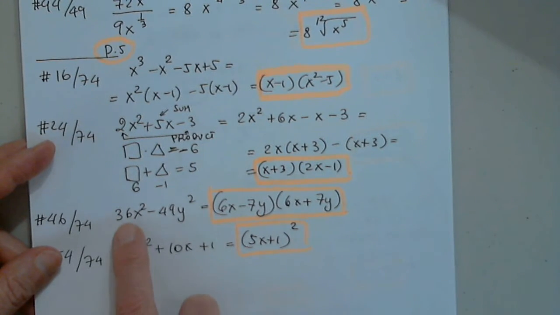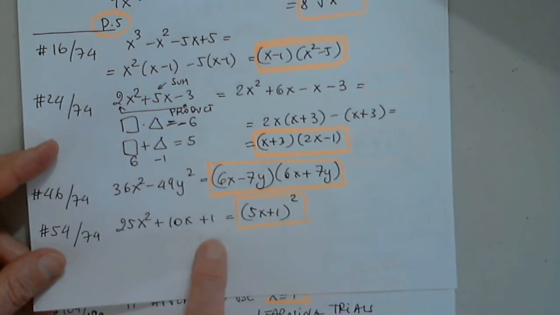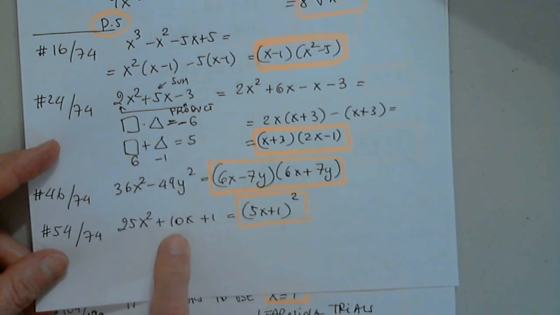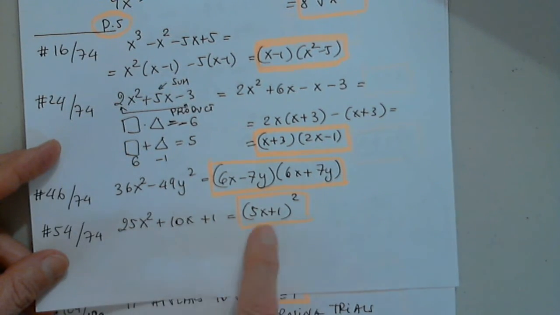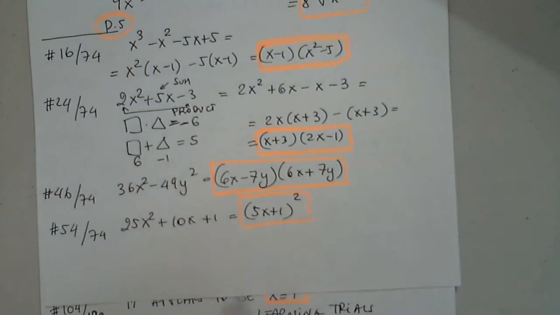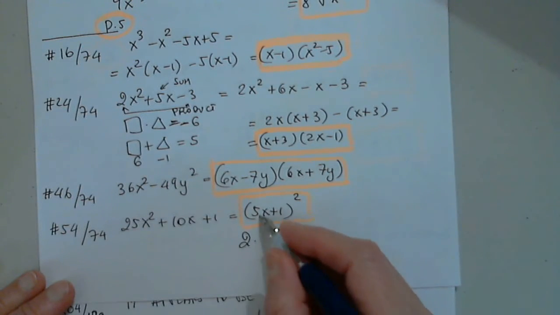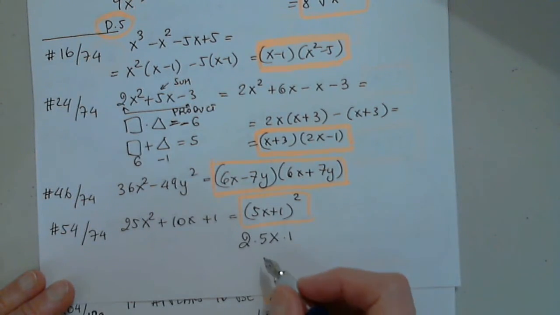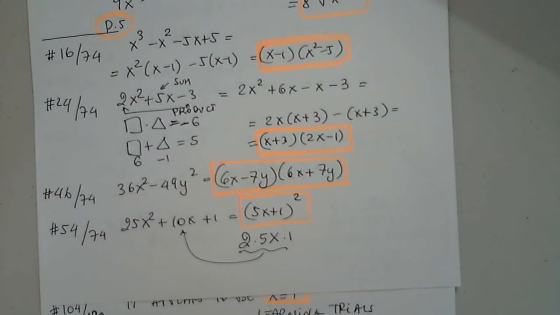Difference of squares, 6x minus 7y and 6x plus 7y. In any order you like, it doesn't matter. Same thing here. First term squared plus 2 times the first times the second plus the second term squared. This is the binomial squared. 5x plus 1. Always check the middle term. The middle term in this expansion is 2 multiplied by 5x multiplied by 1. Since this is 10x, that is the correct factored form.